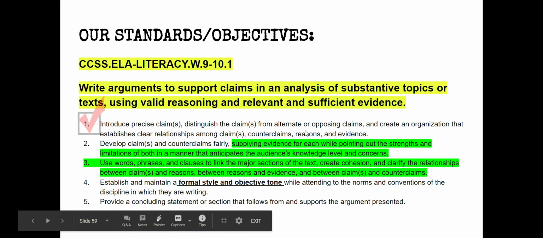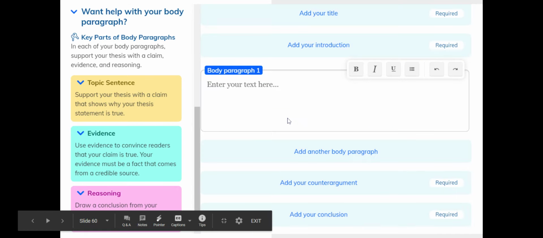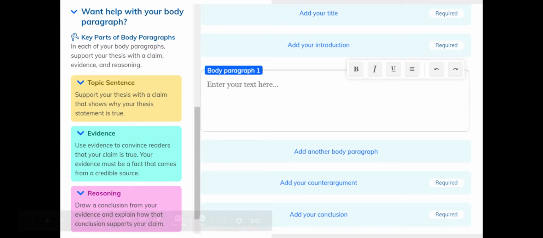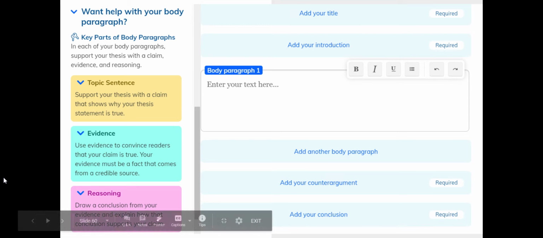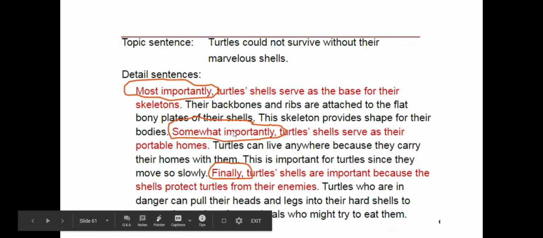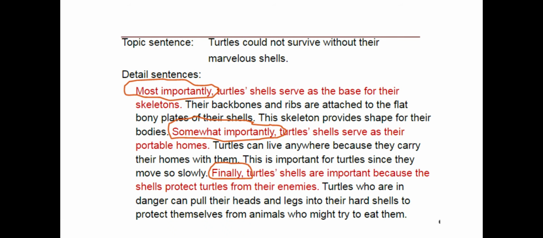And that is going to look like this in the teal box on your no red ink. It says use evidence to convince readers that your claim is true. So whatever you said was the most controversial topic, you have to make sure that your evidence supports that. So let me show you an example of kind of what that looks like. This is just an informative example. It's not argumentative. Topic sentence: turtles could not survive without their marvelous shells.